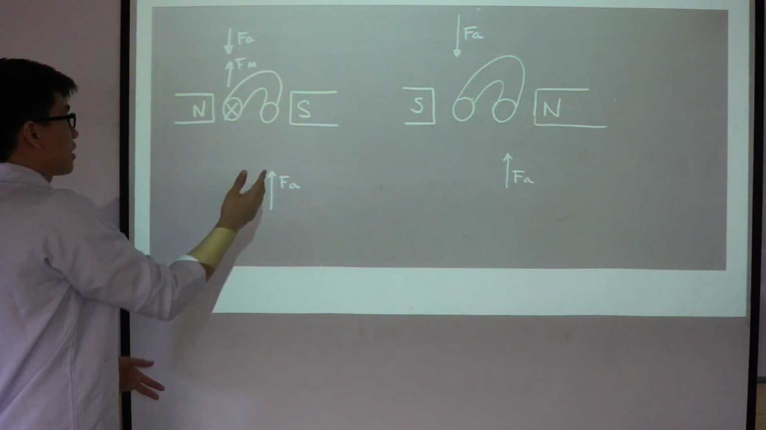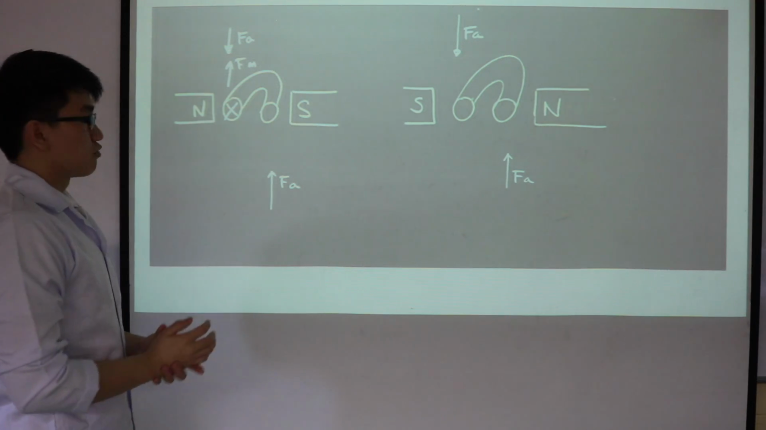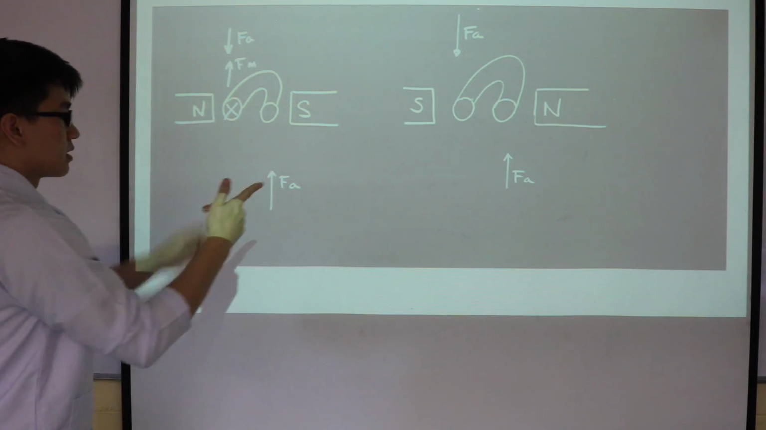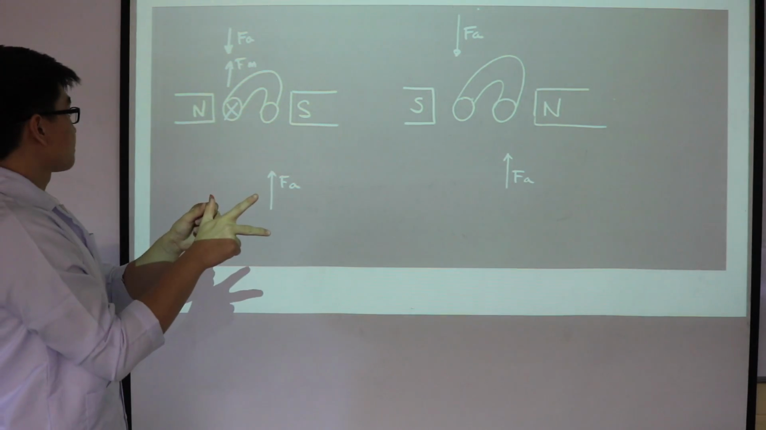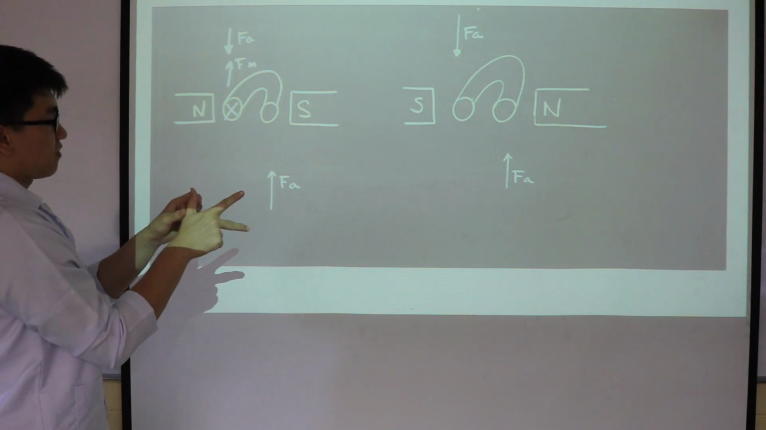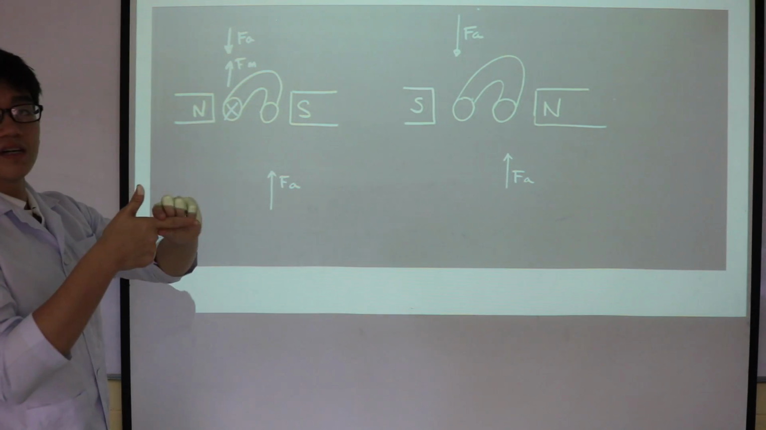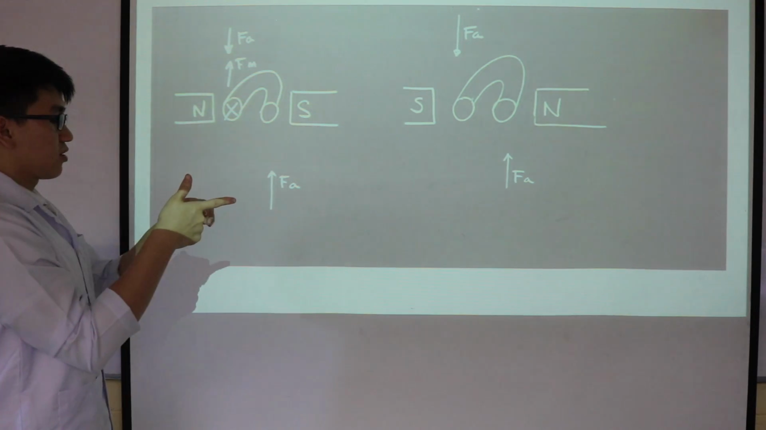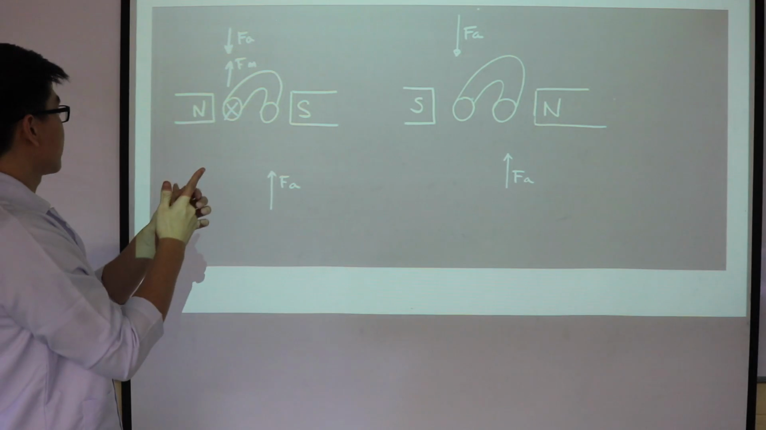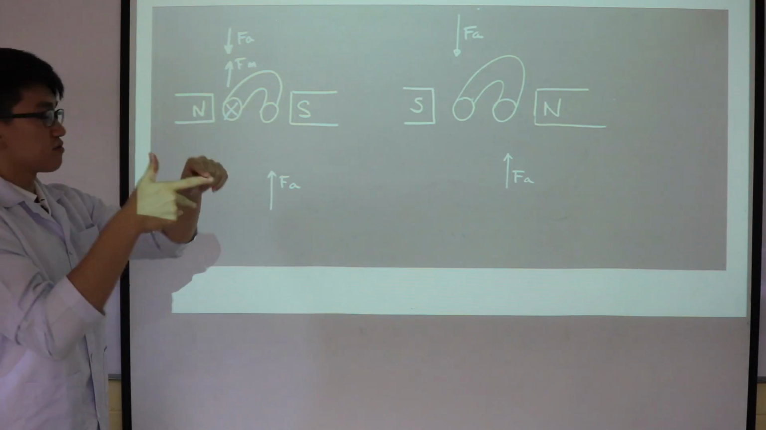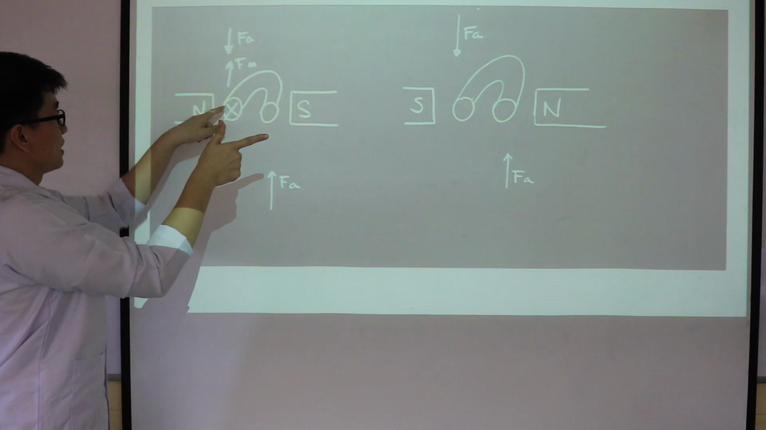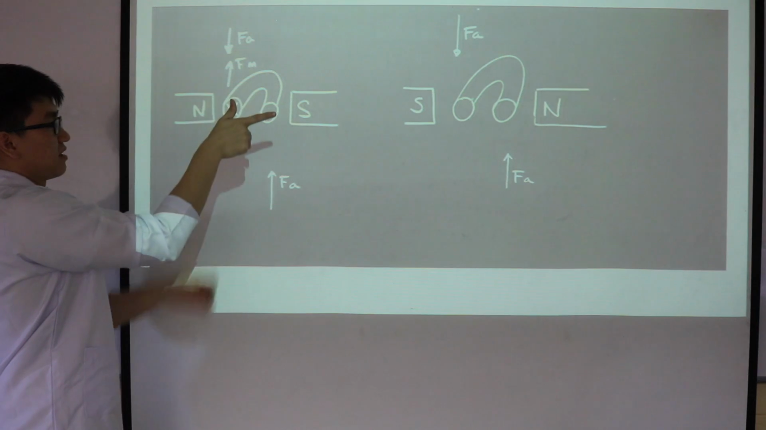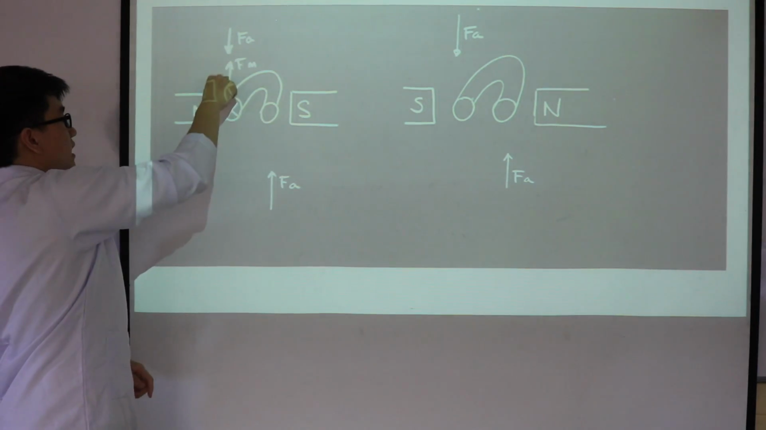So how do you get a force upwards? For this one you have to use Fleming's right hand rule. So your thumb represents the force, your index finger represents the direction of the magnetic field, and the middle finger represents the current flow. Okay, so this is north to south. Current inwards, X is inwards. So inwards, north, south, and the force will go upwards. Can you see? Upwards.